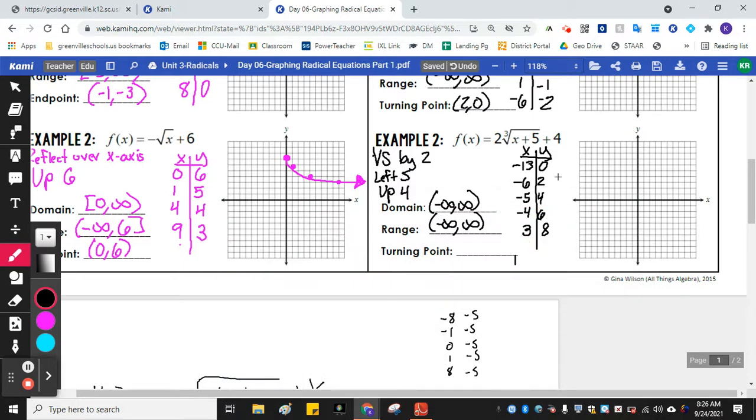Negative 13 is off the graph because it's going by tens. Negative 6, 2. Negative 5, 4. Negative 4, 6. 3, 8.